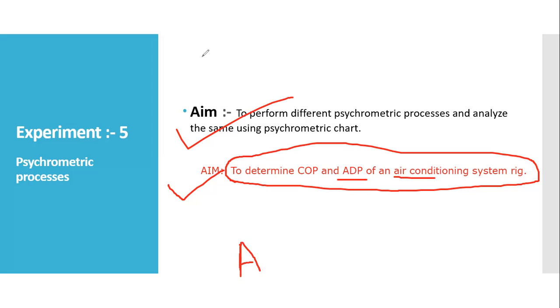Let me write down this name once again: apparatus dew point temperature. Okay, so we have seen how to plot points on the psychrometric chart. Now you have to tell me the location of this temperature in the psychrometric chart. As the name suggests, if you remove the term apparatus, which temperature is it? Dew point temperature, right?